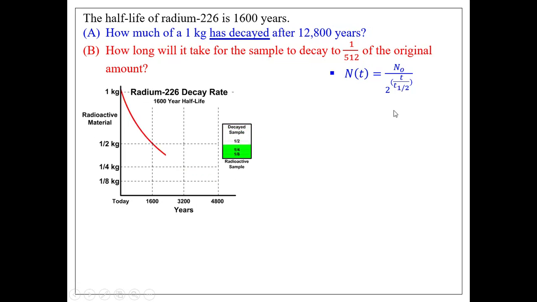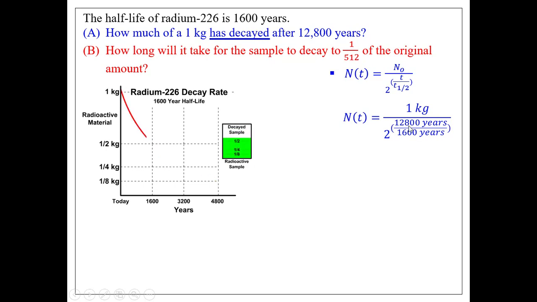Okay. Well, in order to find how much has decayed, you need to figure out how much is still left over after a certain amount of time. So you need to find N of t, and once you find N of t, you just subtract that from the starting amount. That will give you the answer of how much has decayed. So I'm going to go ahead and find N of t here. I'm going to plug in stuff I know. The starting amount for this particular problem and graph is 1 kilogram. The time elapsed is 12,800 years. The half-life time is given as 1,600 years.